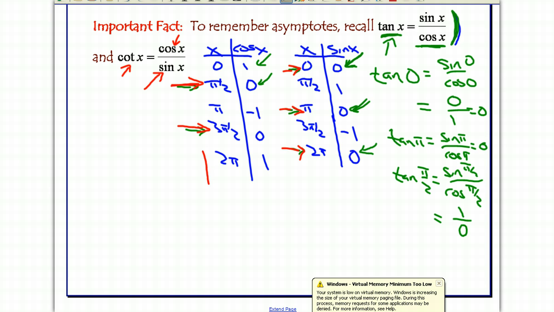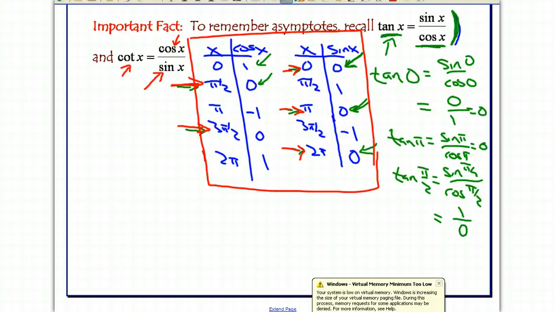So again, a lot of trig comes down to these basic facts here. You can just remember tangent and cotangent in terms of sine and cosine, and these charts, and that should help you with your graphs. So tangent is 0 when sine is 0. Cotangent is 0 when cosine is 0.